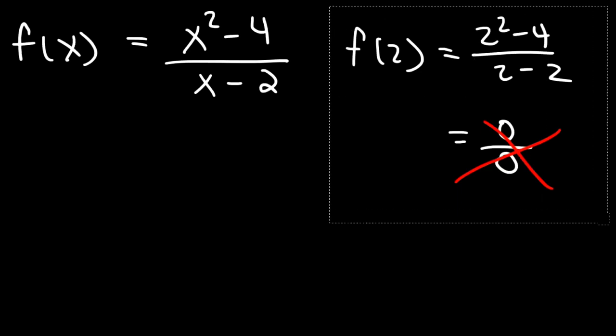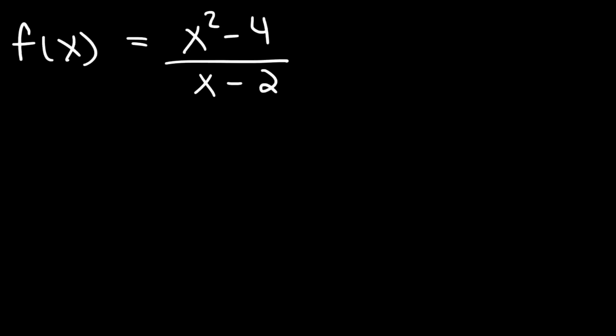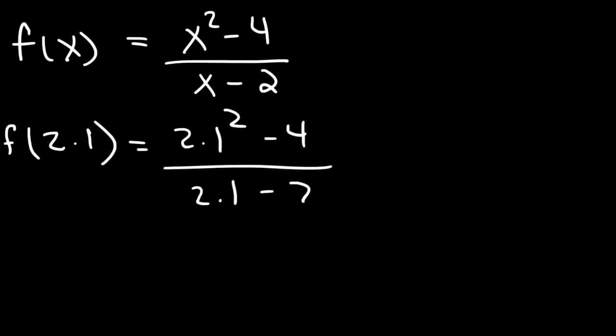And so this is when limits become important. So if we can't find out the value of the function when x is 2, can we find out what the function will do as x approaches 2? So what happens when x is, let's say, 2.1? So if we were to plug in 2.1 into the function, you should get 4.1.